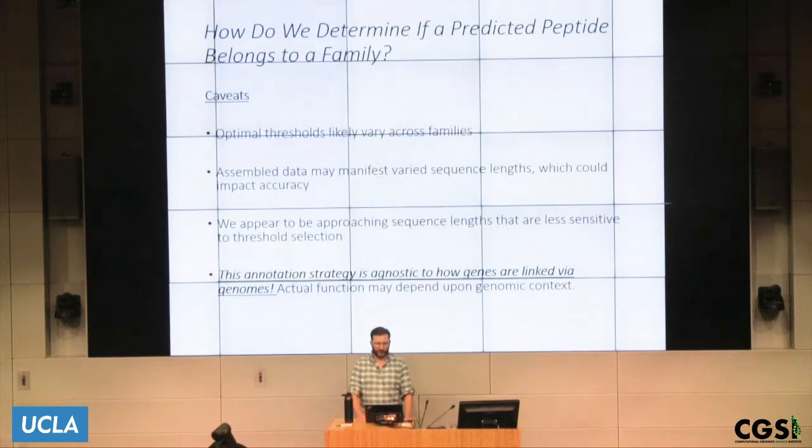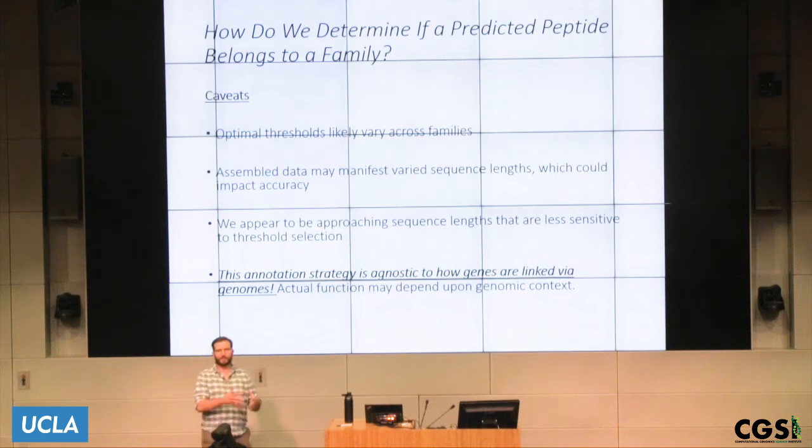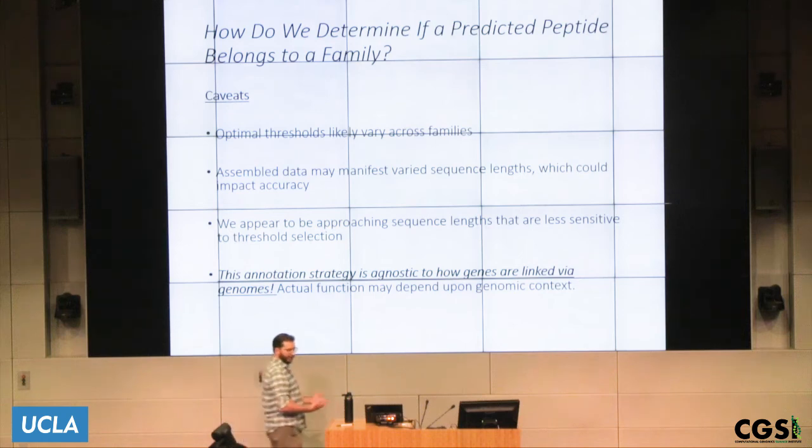And then the last thing I'll say here is that this annotation strategy is agnostic to how genes are linked into genomes. We're not saying that this gene is a member of, or is in, this E. coli strain. We're just saying that the microbiome has a certain abundance of this gene in particular, and then you can conduct downstream statistics to impute if that gene family relates to your ecological covariate.